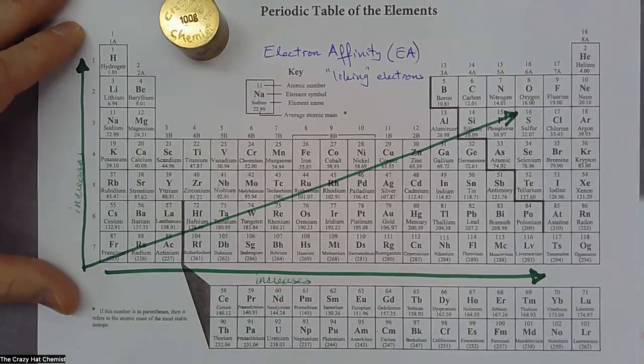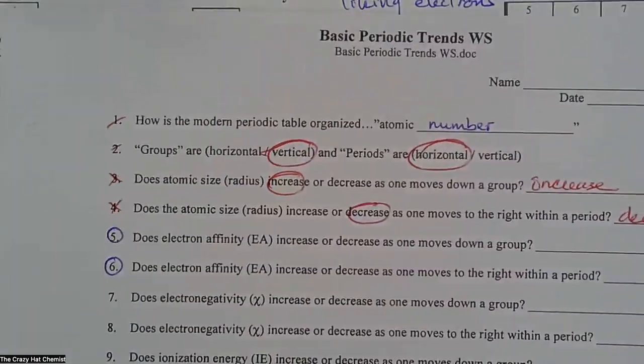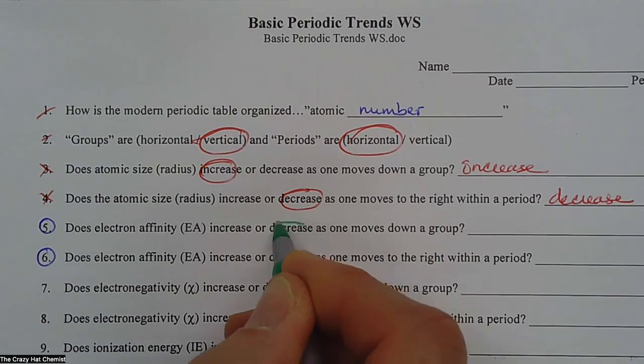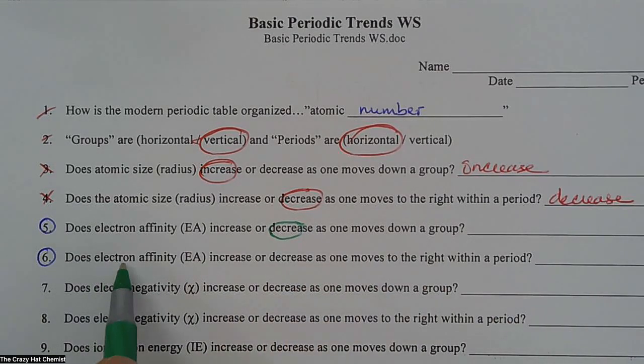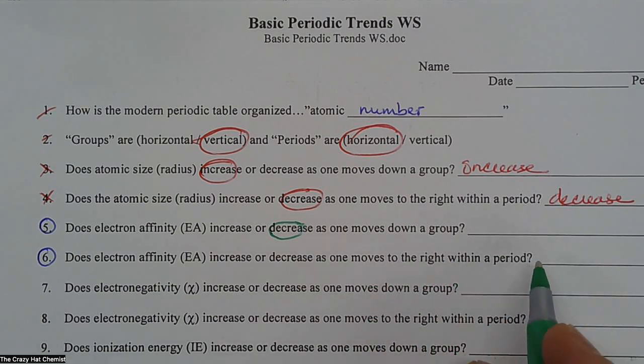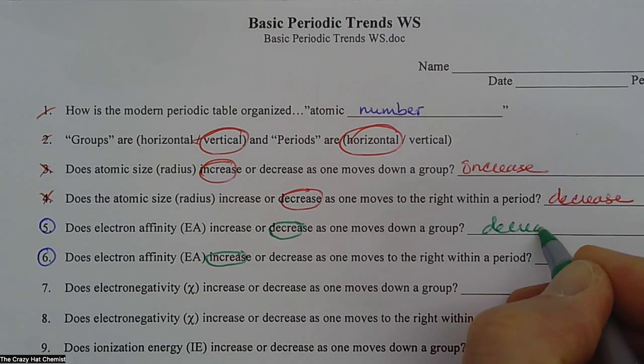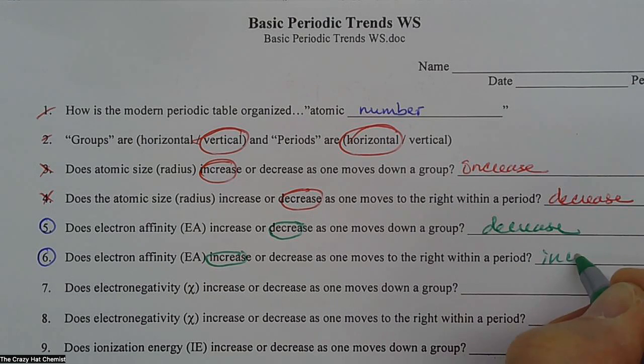So let's now go back to our question here and see if we can answer that. Does electron affinity increase or decrease as one moves down a group? It actually decreases as you go down a group because it increases as you go up. Does electron affinity increase or decrease as one moves to the right? It increases as you move to the right within a period. All right, fantastic. And we can write these words here: decrease and increase. Perfect. Now we've got those.